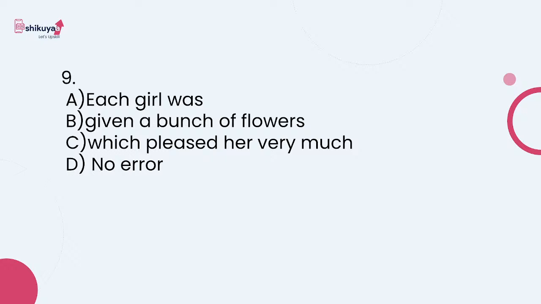Each girl, let me read the sentence completely. Each girl was given a bunch of flowers which pleased her very much. Okay, so if you see the sentence, part A, each girl was. Here we are not speaking about only one specific girl. Here we are speaking about each girl. So each girl was. Part B, given a bunch of flowers.